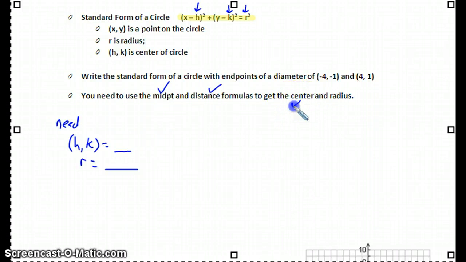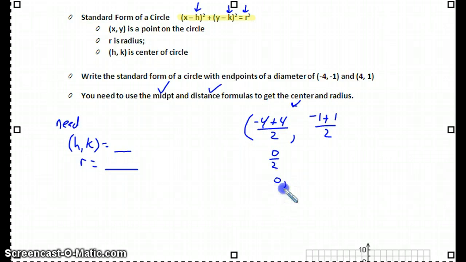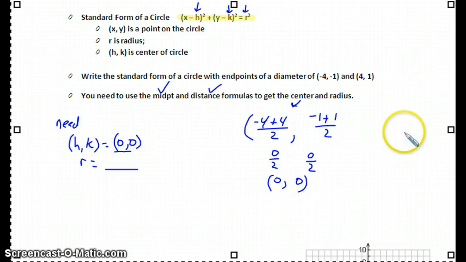So the center would be: take the x values, add them together, and divide by 2. Take the y values, add them together, and divide by 2. So I'm going to get 0 over 2, which is 0, and I'm going to get 0 over 2, which is also 0 again. So I find that my center for this problem is (0, 0). Now, if I think about this, here's (0, 0), here's (4, 1), and here's (4, -1). This was the diameter.